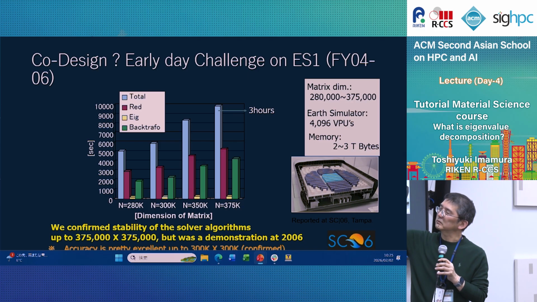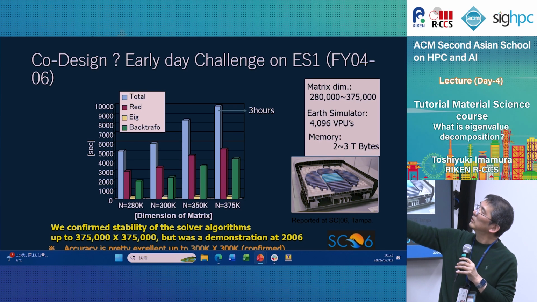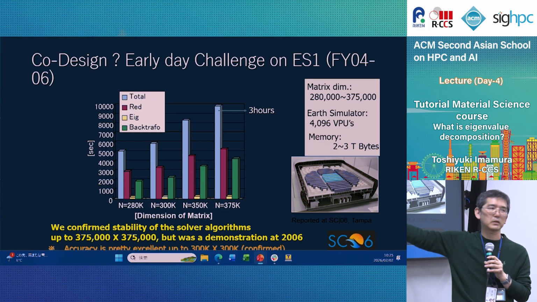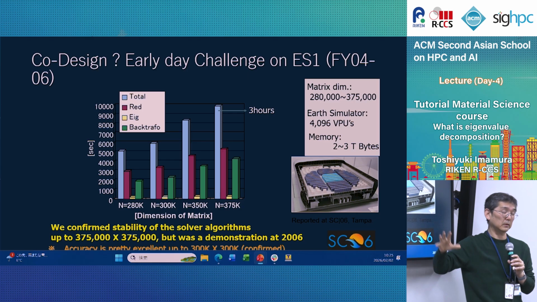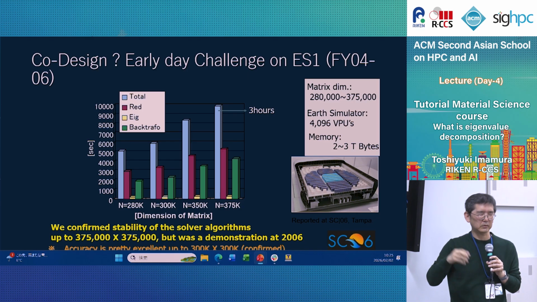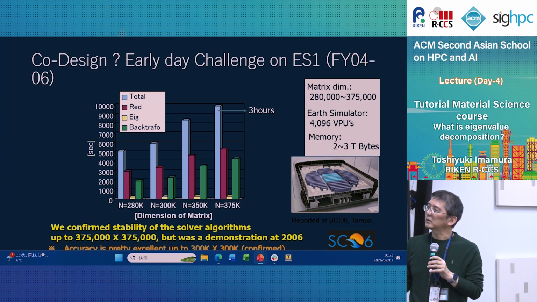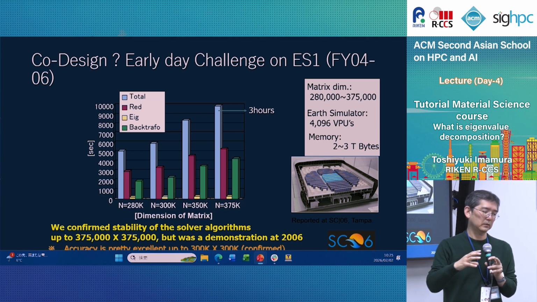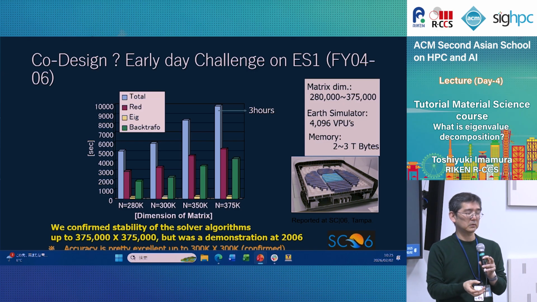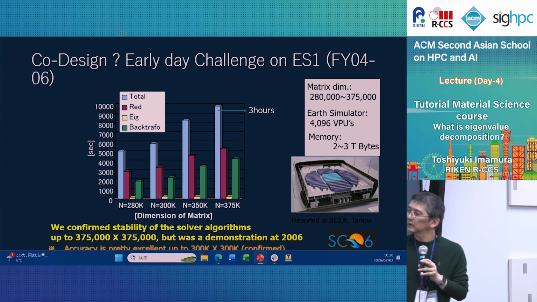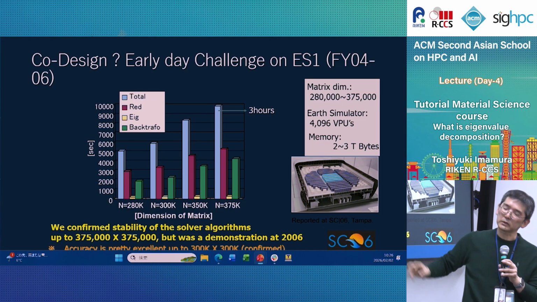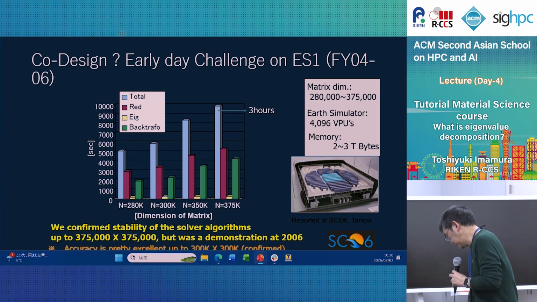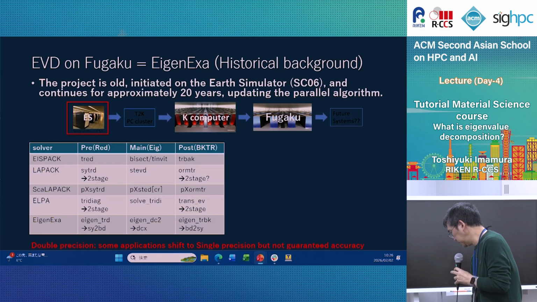We spent almost 3 hours to solve a 400,000-dimension eigenvalue computation. A similar simulation now only needs a single GPU card. This is the historical fact, almost 20 years ago.